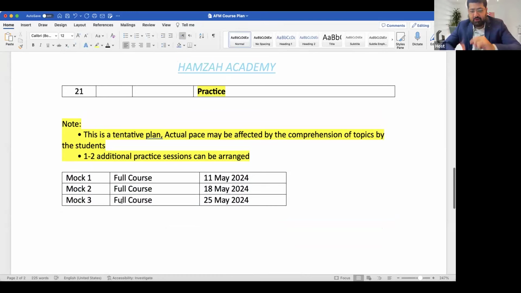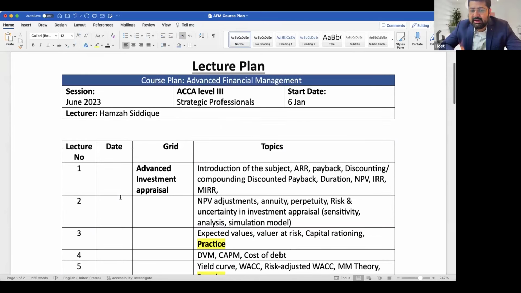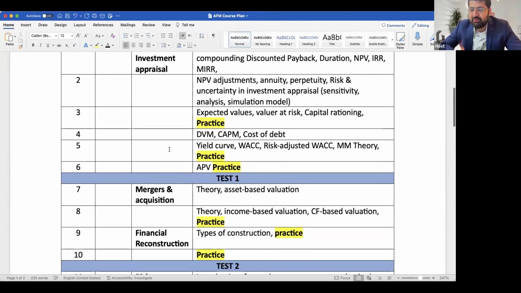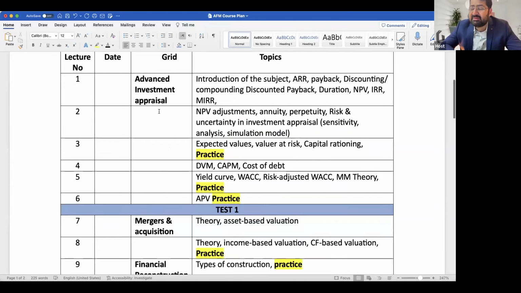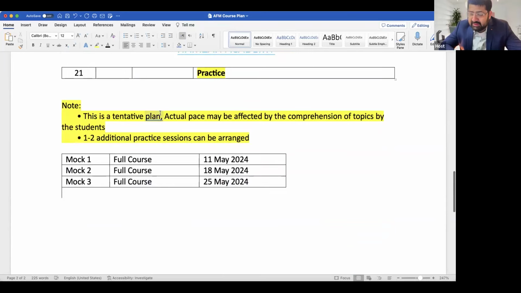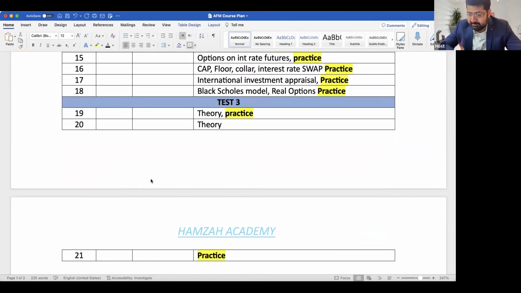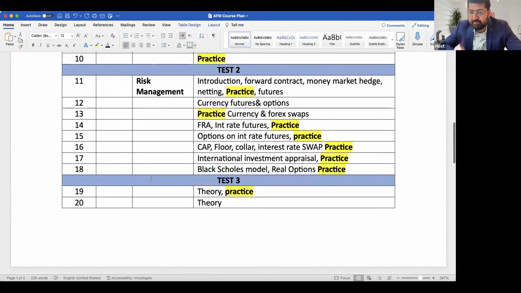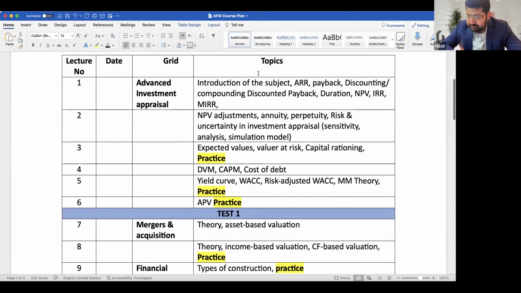So, students, here are the mocks in front of you. These tests are very much important. These tests and these mocks will keep you on track. I'm telling you. Now, let us start with investment appraisal techniques. Any question so far?